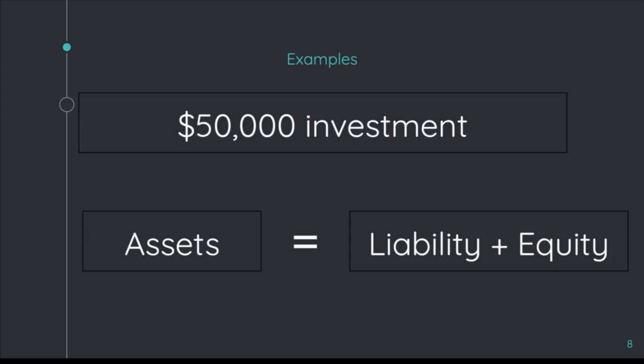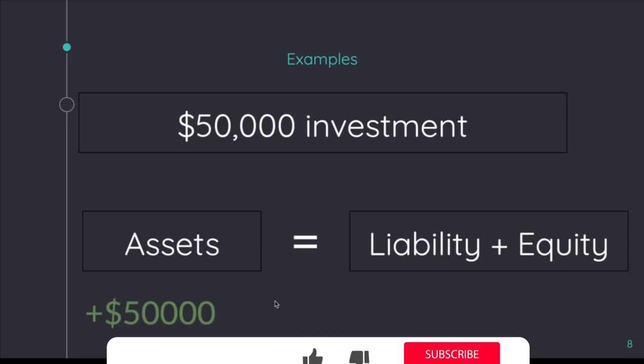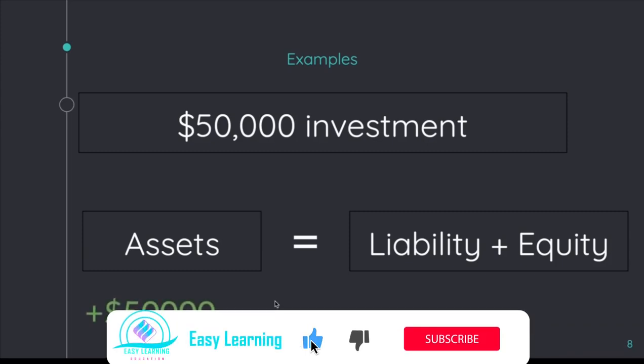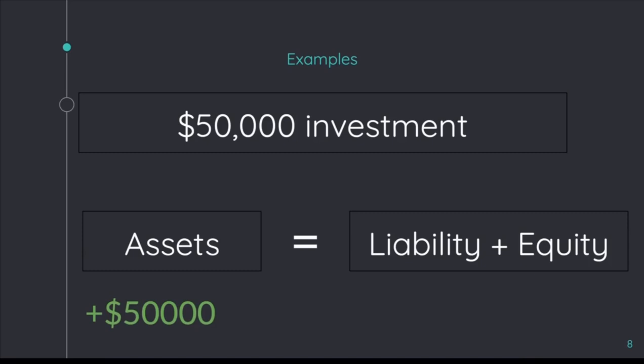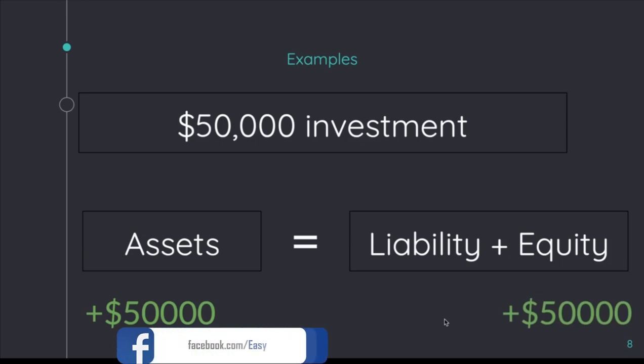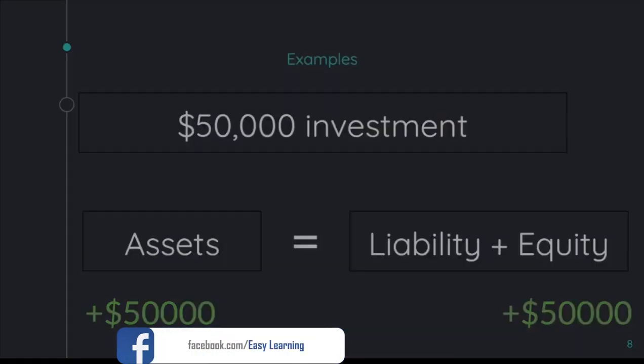Well, clearly we get $50,000 in cash, so we add $50,000 to our assets. And since the investor gave us the money in exchange for company shares, we are giving him a form of equity or company ownership. So $50,000 gets added in equity as well. And of course, this equation still holds true because the same amount got added to both sides.